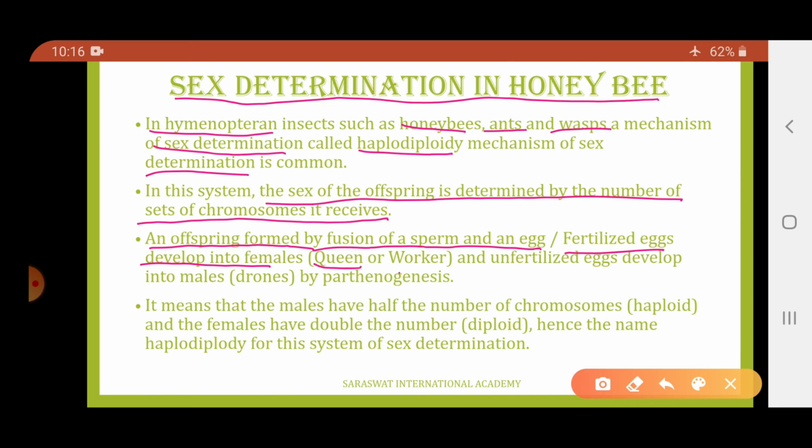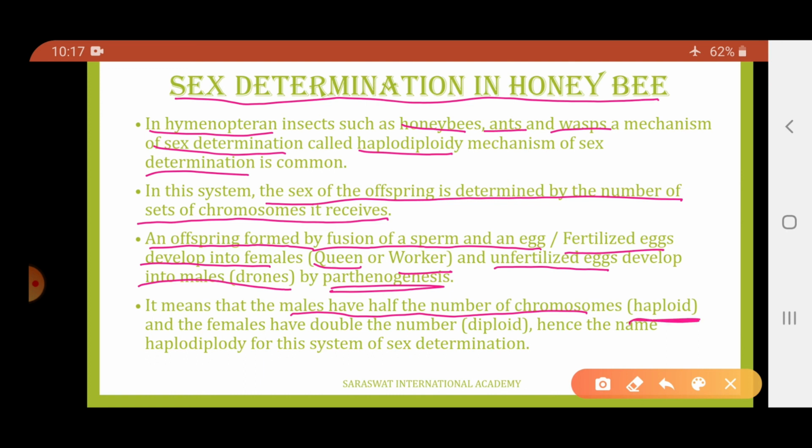Now that female may be a queen or it may be a worker, and the unfertilized eggs develop into males, also called drones, by the process of parthenogenesis. So if fertilization occurs, it will always develop into a female, and if the unfertilized egg develops into an individual, then it always develops into a male. It means we can say that males have half the number of chromosomes. Why? Because they are developed without fertilization.